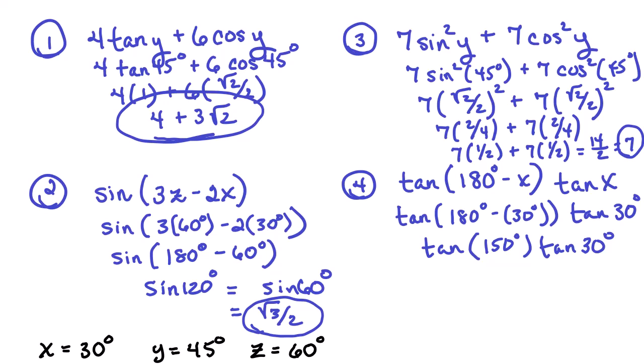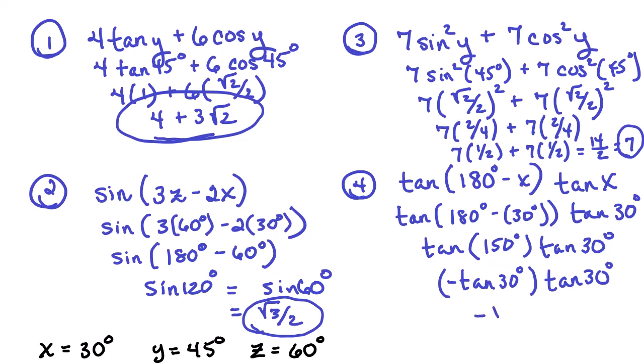150 degrees falls in the second quadrant, and the reference angle is 180 minus 150 equals 30 degrees. So this will be the same as the tangent of 30 degrees, but in the second quadrant, tangent is negative, so we need to remember to put a negative. And we multiply that result by the tangent of 30 degrees. The tangent of 30 degrees is the square root of 3 over 3.